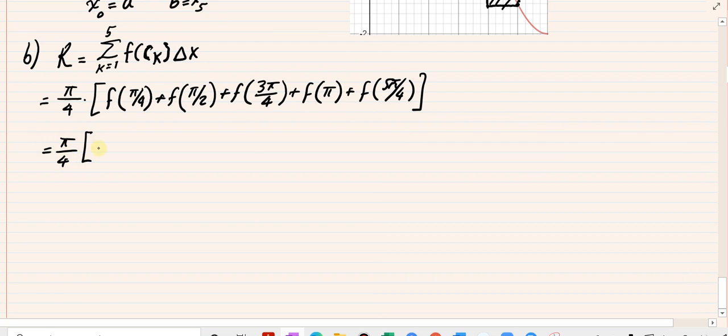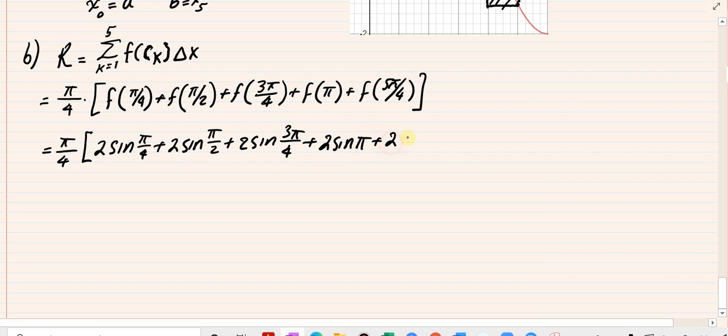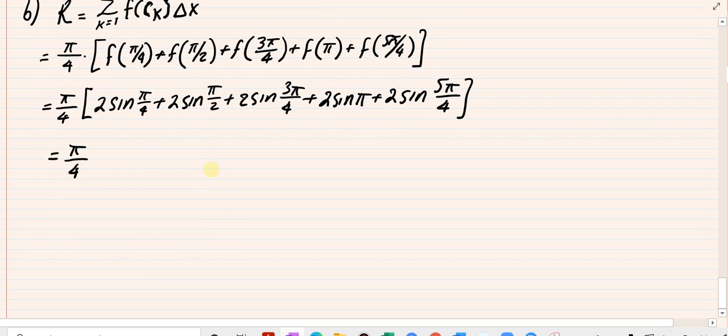Now f at pi over 4, remember the function was 2 sine x, so that's 2 sine of pi over 4 plus 2 sine pi over 2, and so on: 2 sine 3 pi over 4 plus 2 sine of pi, and finally 2 sine 5 pi over 4. Then we're going to plug those in. Now, sine pi over 4 is root 2 over 2, sine of 45 degrees, so 2 in front makes it root 2. Plus sine of 90 degrees is 1, so that's 2 times 1. Sine of 3 pi over 4 is positive root 2 over 2, so that's another root 2.